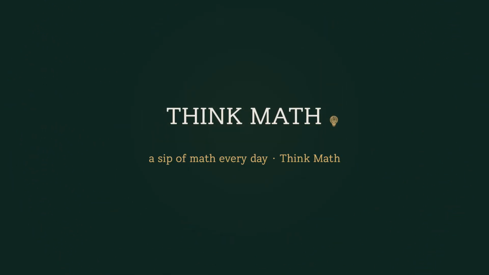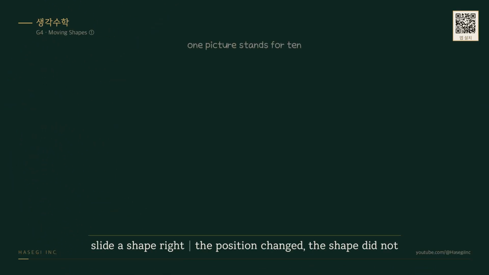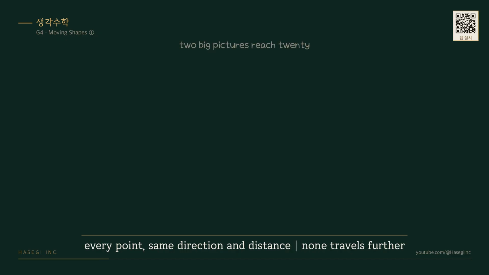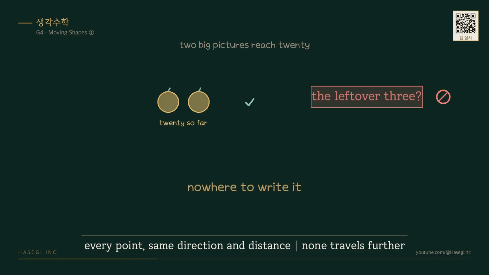Think math. Slide a shape across to the right. Its position changed, but the shape itself did not. Why is that? A slide moves every point the same direction and the same distance. No single point travels further than the rest.